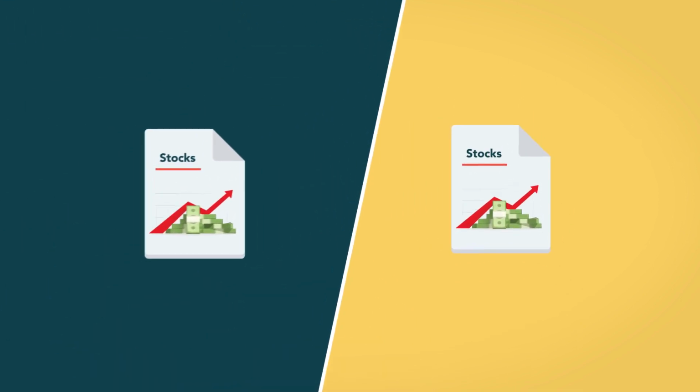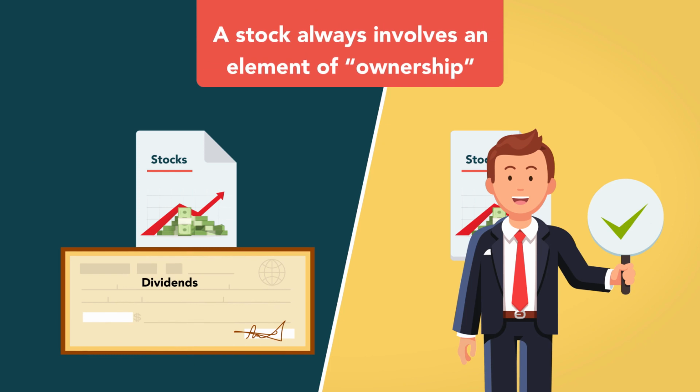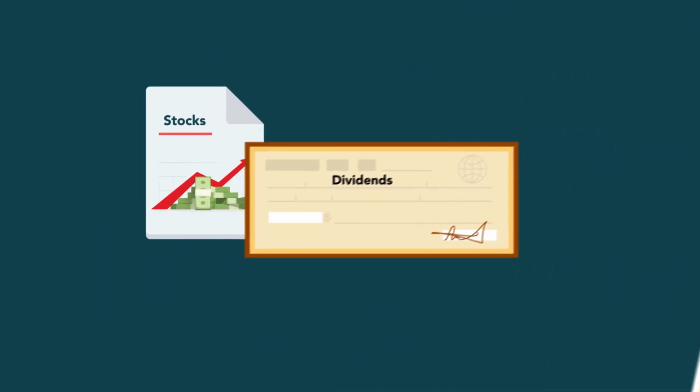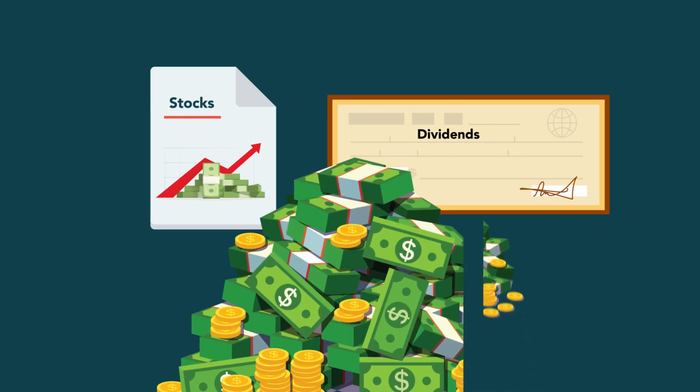Although stocks may be divided into classes with respect to voting rights and dividends, a stock always involves an element of ownership. Most common stocks entitle the investor to dividends, which are portions of the company's profits that are distributed to the shareholders.